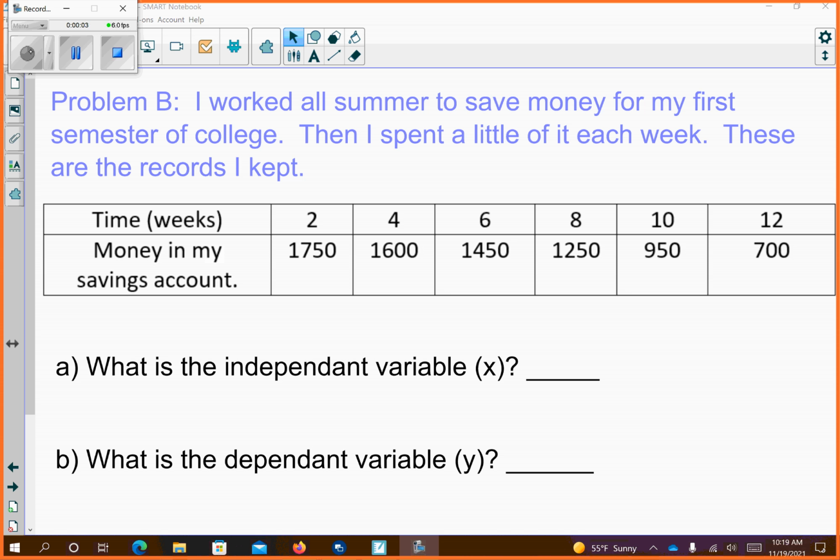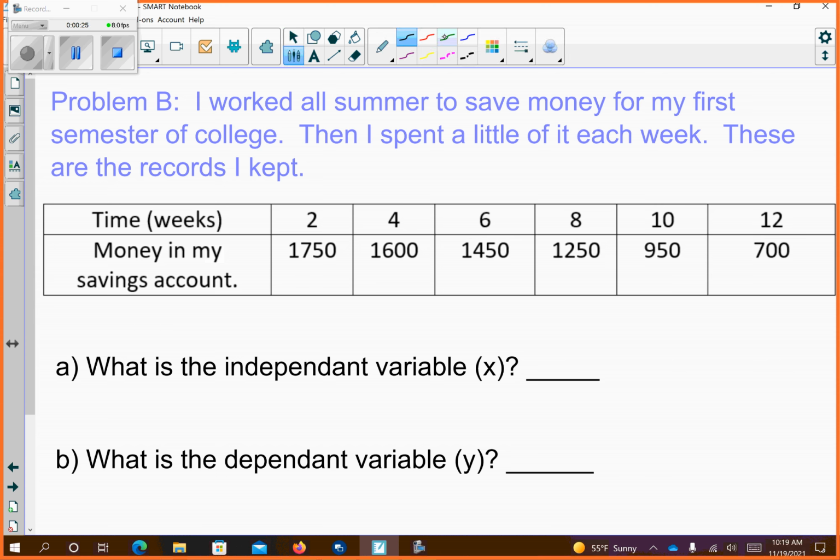So problem B, it says, I worked all summer to save money for my first semester of college. Then I spent a little money, a little bit each week. These are the records I kept. So it looks like at 2 weeks into the semester, that was how much money was in the account. Then 4 weeks and 6 weeks, and so on and so forth.